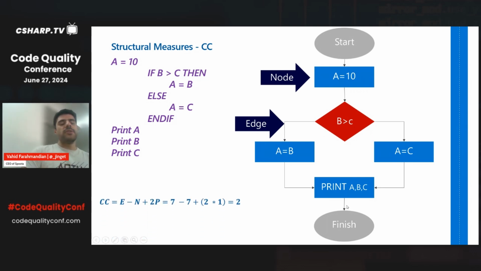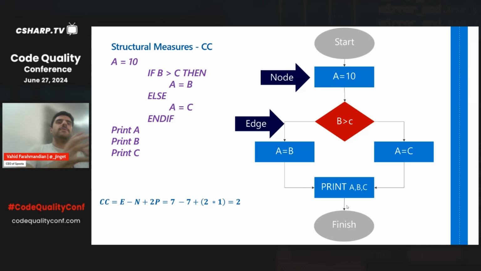What was the formula? The formula was E minus N plus 2 multiplied by P. E is the number of edges, which is 7, and N is the number of nodes, which is again 7. 7 minus 7 is equal to 0, plus 2 multiplied by 1.